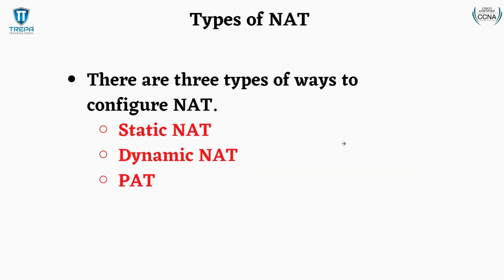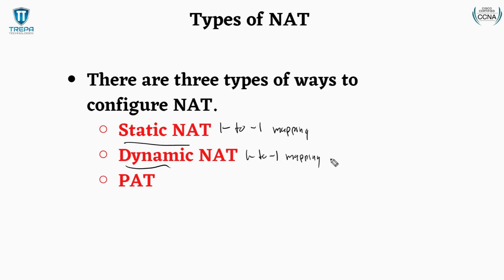So now that we went over NAT terminology, and hopefully that didn't confuse you too much, maybe just play me at half speed and go over it a few times. Let's go over the different types of NAT. We have three major types of NAT that we're going to discuss. We have static NAT, which is a one-to-one mapping. We have dynamic NAT, which is still technically one-to-one mapping.